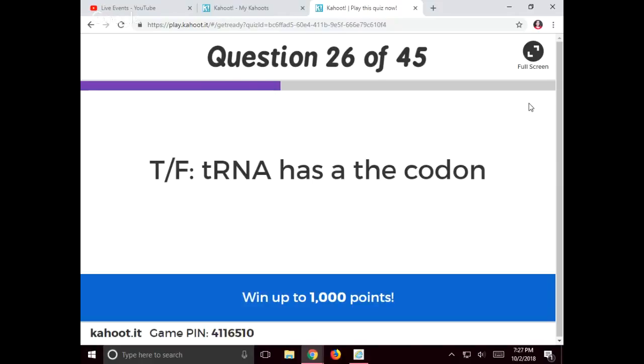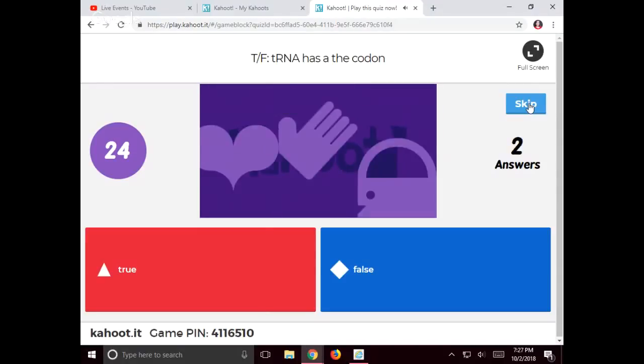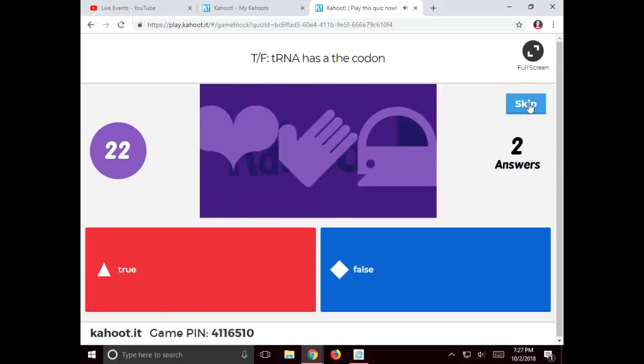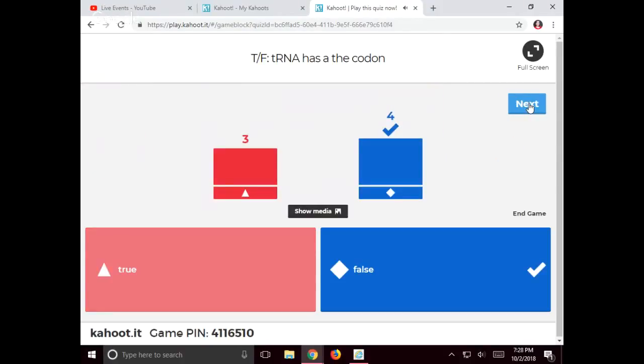All right, tRNA has the code. No, it has the codon. Sorry, it's not supposed to have a... So, trick question: it's an anticodon. It's not the codon. The codon is on the DNA. Anticodon is on the tRNA.